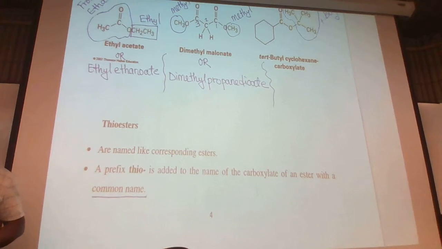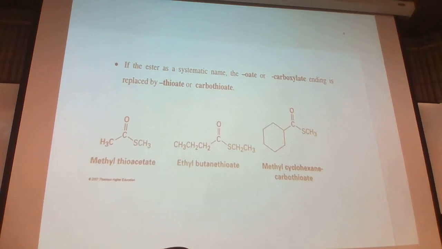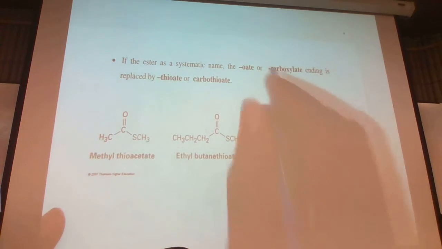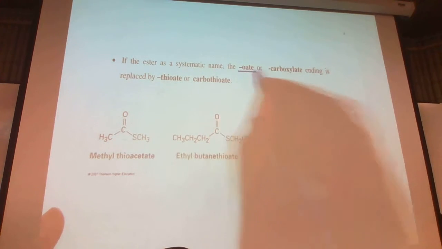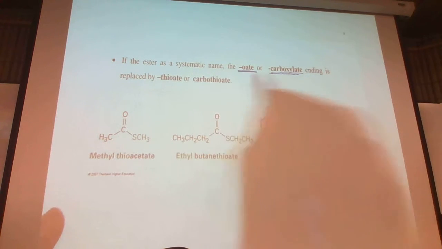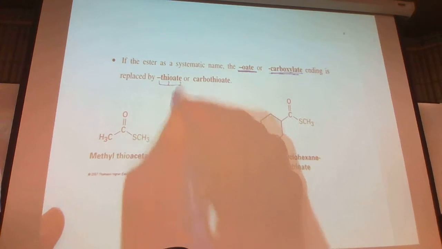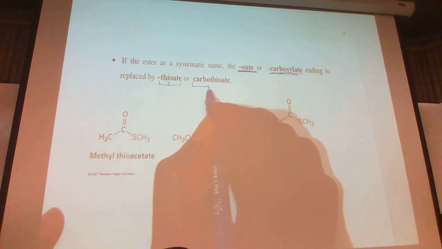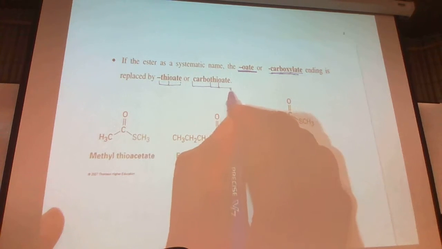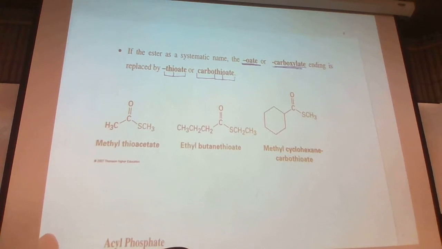But if it's a systematic name, you're going to change the -oate or the carboxylate to thioate or carbothioate. Okay? So, let's look at this example here.